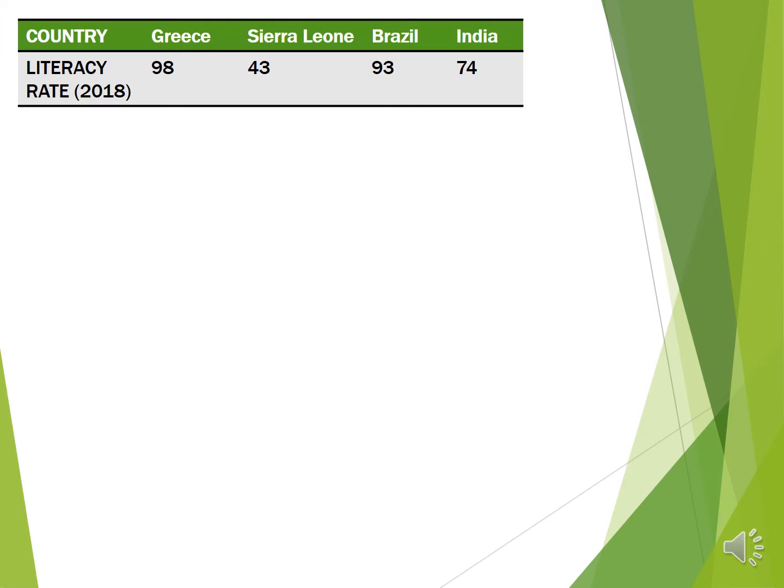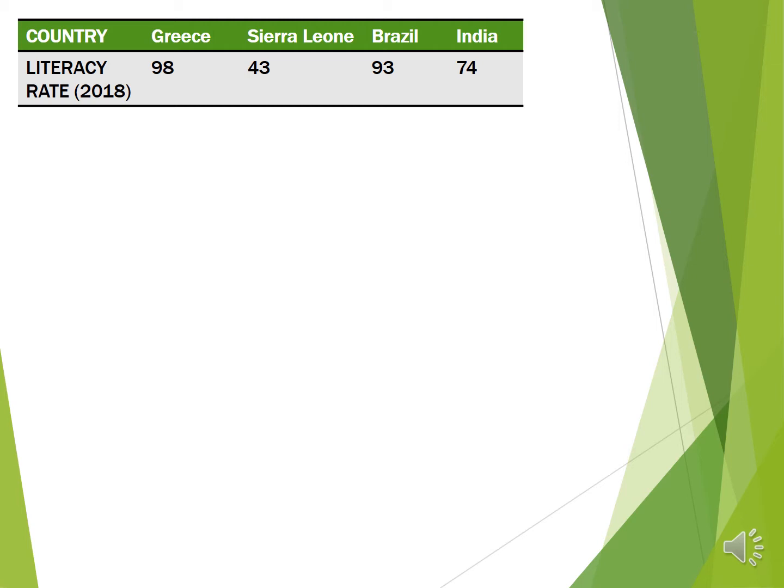You can see here that we've got some literacy rate data for the year 2018. Just a little reminder that literacy rate is a measure of development and it measures specifically the percentage of adults in a population that can read and write. And in this table we've got the literacy rate for 4 random countries. We're going to use this to illustrate how we can plot a bar chart.